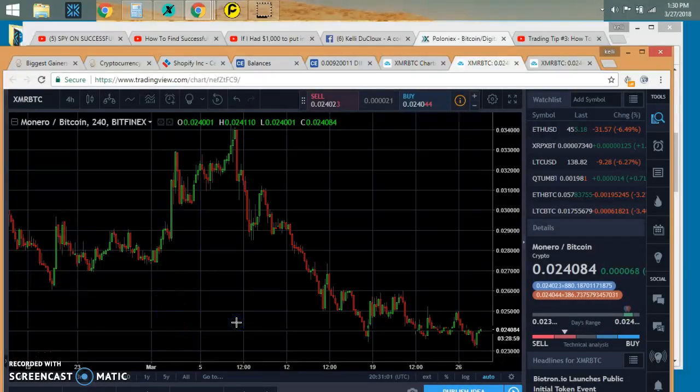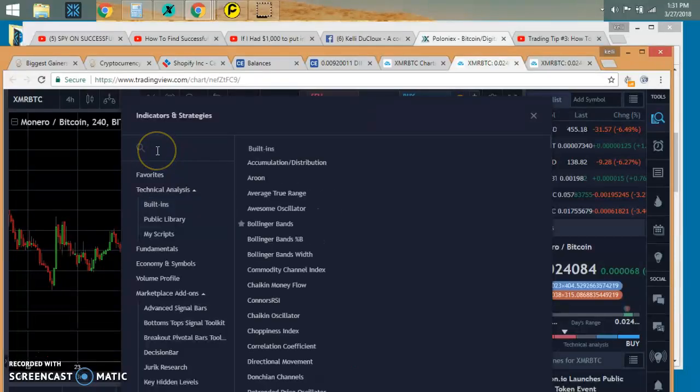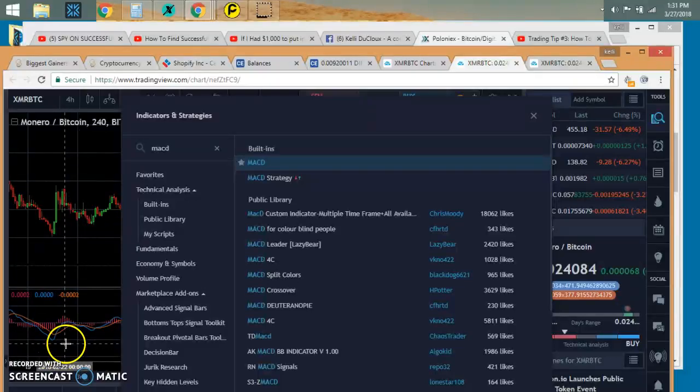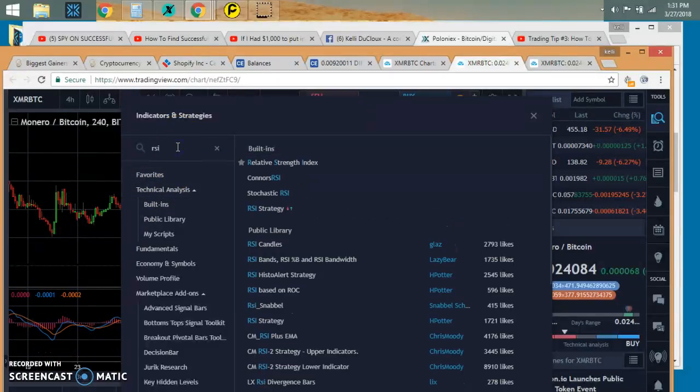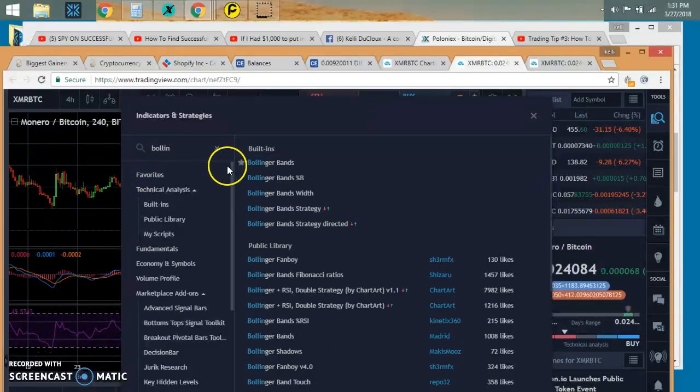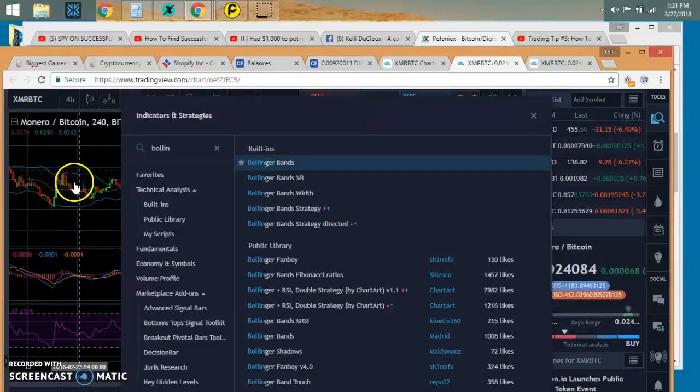Now, to get all of the indicators on here, you want to go to this little spot right here. Click on that. And then you're going to type in, I like MACD. Click that, and you notice this came up. Now I'm going to go back and type in RSI. Click Relative Strength Index right here. You notice something else popped up, and then I'm going to type in Bollinger Bands and click that, and you notice this thing popped up right here. All right, so now let me get rid of this.